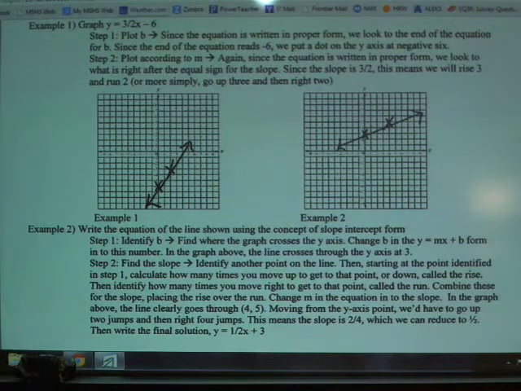Well, 2 over 4, as you know, is a reducible fraction. 2 over 4 reduces down to 1/2. So we go ahead and change m in the equation to the reduced form of 2/4, which is 1/2. And we write our final solution, y equals 1/2 x plus 3.